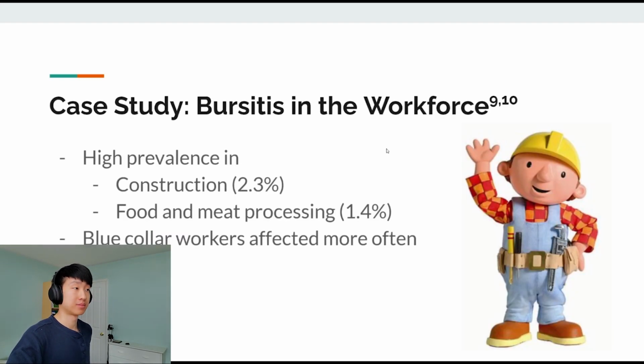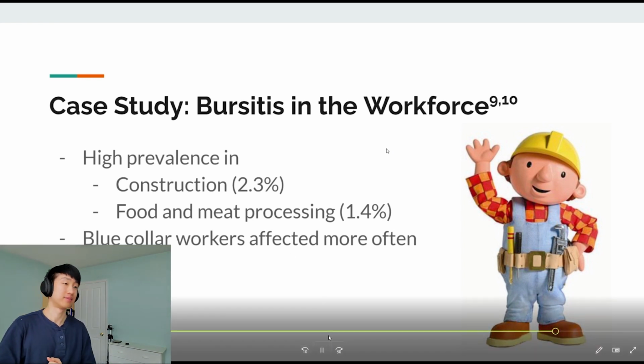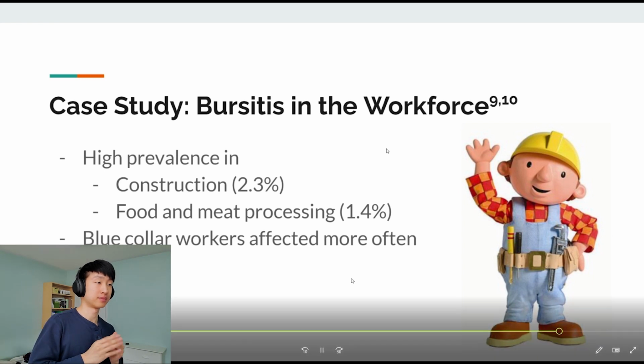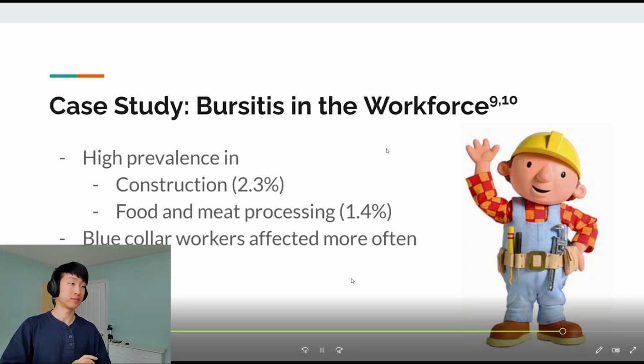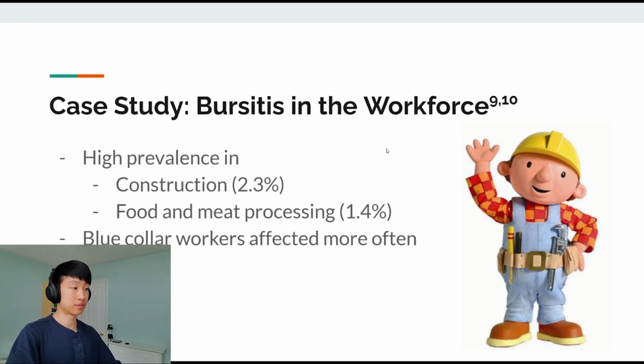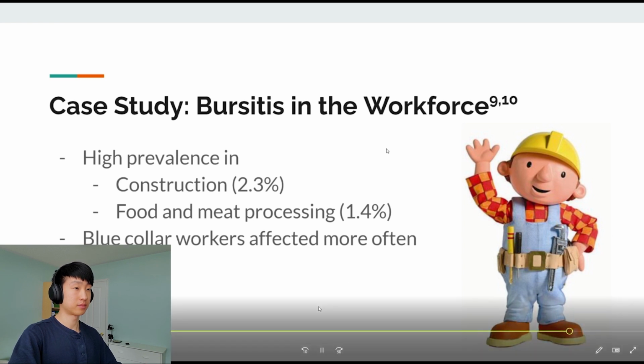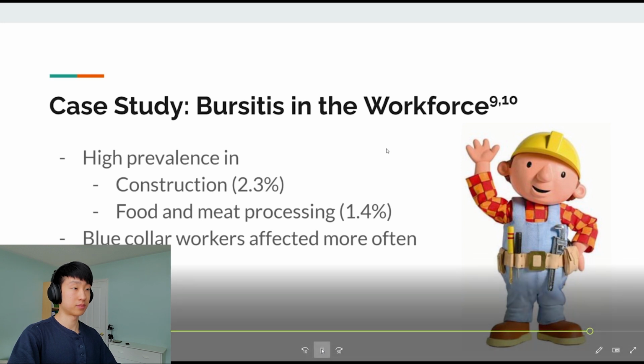So next we have a study of 3,700 workers to investigate bursitis in the workforce. And this found that there was a high prevalence of bursitis in construction workers and food and meat processing workers. Overall, blue-collar workers were affected more often. And that kind of aligns with what we found earlier that plumbers, athletes, and maybe people like gardeners as well are more likely to be affected because of overuse of the joints or even kneeling in many cases.